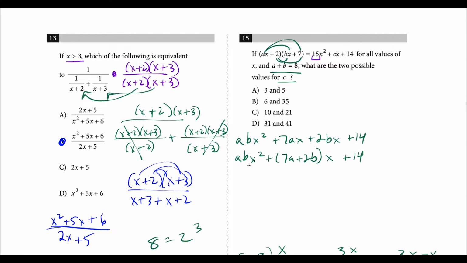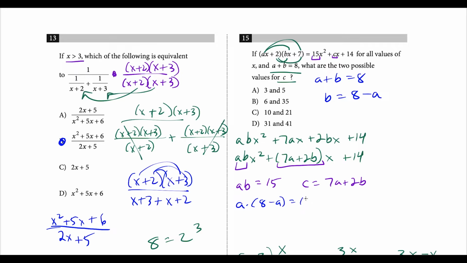So now this allows us to set up a few more equations. Once again, the coefficient of x squared in both of these have to match, which means ab has to be equal to 15. And then the next thing that has to match is the coefficient of x. So c has to equal this coefficient of x over here, 7a plus 2b. So now we use the other given information. If a plus b is equal to 8, we could say something like this, that b is equal to 8 minus a. And now if we plug into this equation here, what we'll have is a times b, which is a times 8 minus a, equals 15.